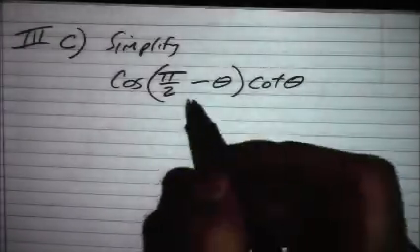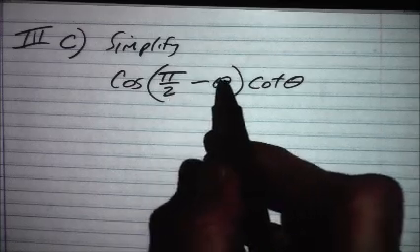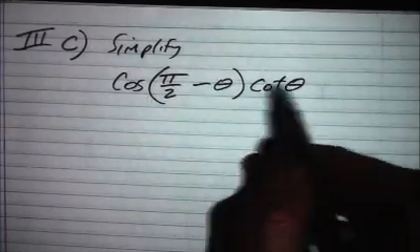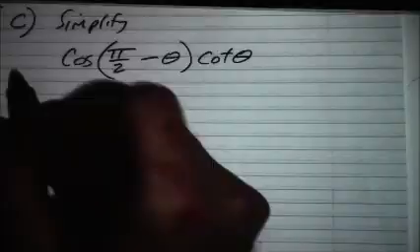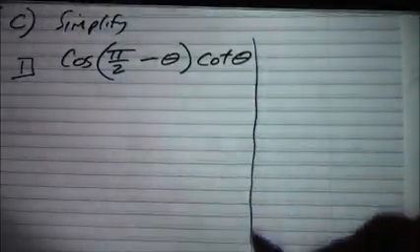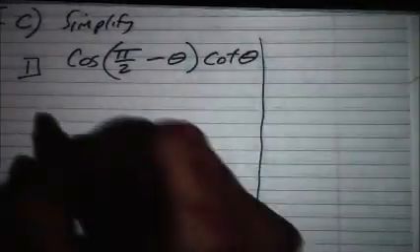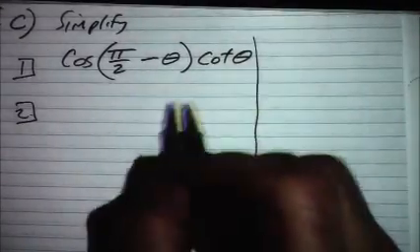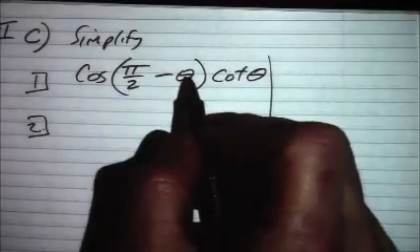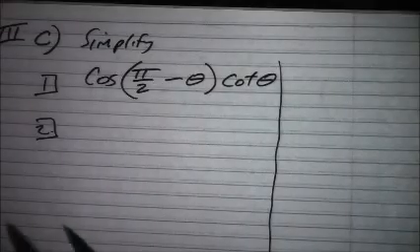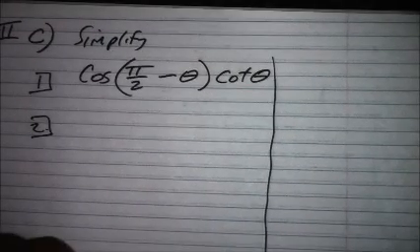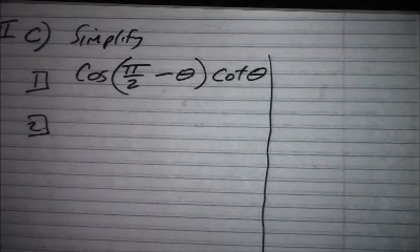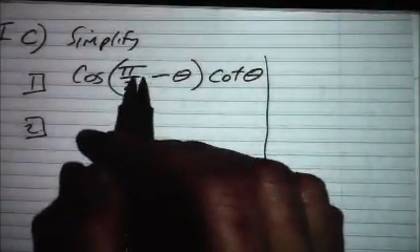Now, simplify cosine of pi over 2 minus theta, in parentheses, times the cotangent of theta. So first, here's the problem. In the second part here, I am going to do a couple of things. This is something that seems weird. I don't mean for you to have to memorize the cofunction identities or formulas, but you do need to recognize them so that if needed, you could use them.